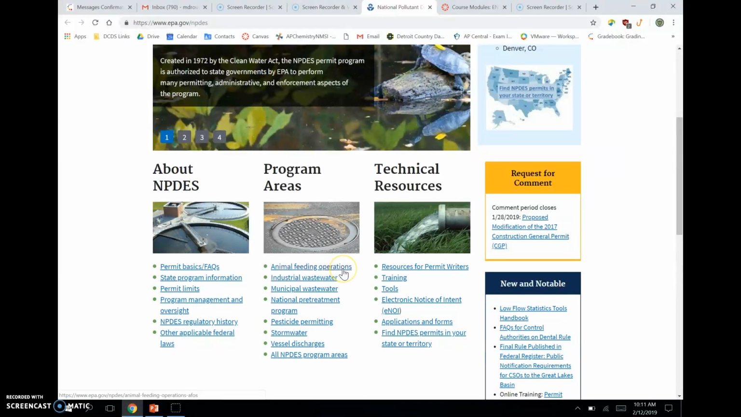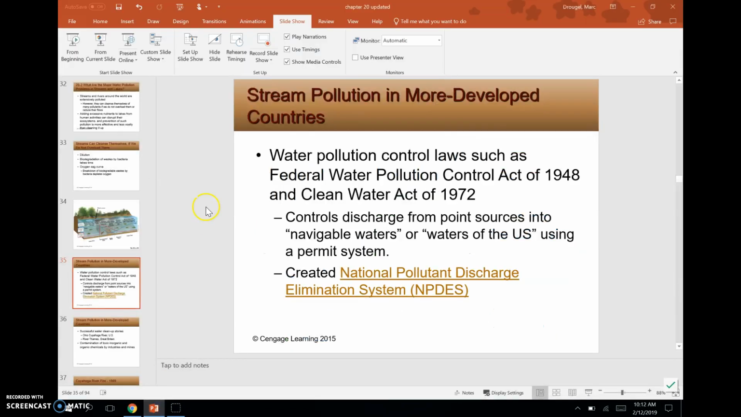Animal feeding operations, again, agriculture is the largest industry. Industrial wastewater, municipal wastewater, that's going to be talking about how cities clean wastewater and then discharge it back into rivers and lakes, etc. Pesticides, stormwater. We'll be talking about municipal wastewaters and stormwater later on in the course. Vessel discharges. We're talking about both in the Great Lakes regions, up and down major rivers, along the shorelines of the United States, etc. All of that is regulated through the Clean Water Act, and is through a permitting system. All right, so that's one piece of legislation you're going to definitely need to know for this unit.